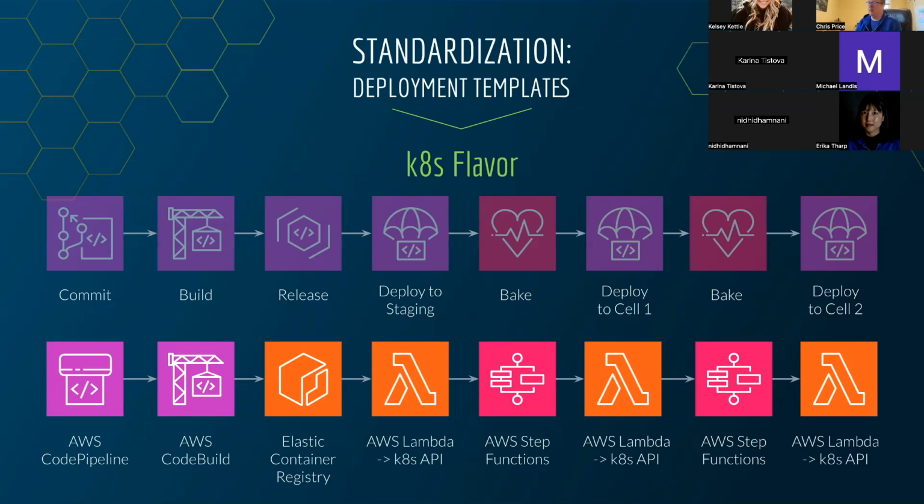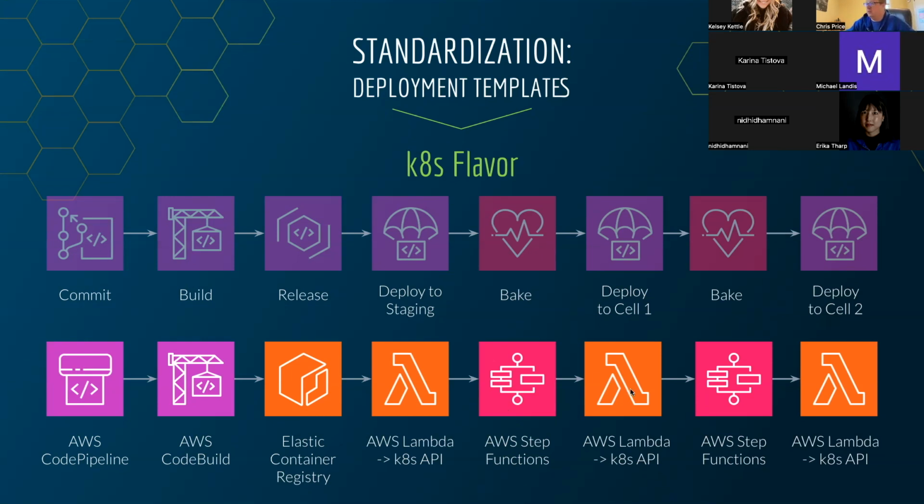So here we could still use CodePipeline, CodeBuild, and the Elastic Container Registry for those first three phases. But then when we get to the deployment phase, rather than calling CloudFormation, we might have an AWS Lambda making a call to the Kubernetes API to actually manage the rollout of that new Docker image. And then we can use the same Step Functions logic for the bake and wait and make sure that our metrics and alarms look okay.